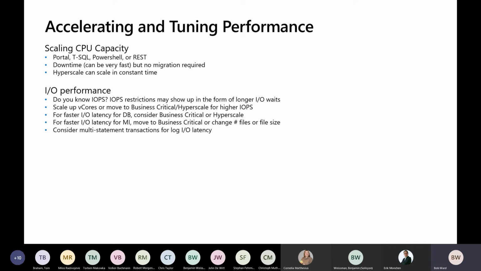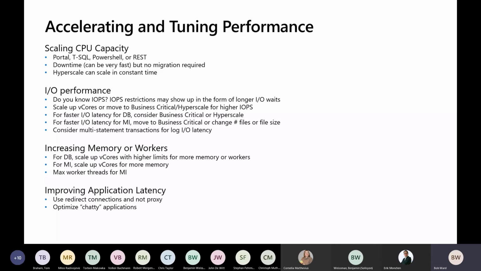And what about I/O performance? I mentioned that we have documented things like what are the IOPS you get for your deployment, and that may show up in terms of longer I/O waits if you're restricted on that. But we also have promises about I/O latency. So for example, if you need really low I/O latencies, you should consider using something like business critical service tiers, where your database is deployed on local SSD drives versus Azure storage. And then just like in a SQL Server scenario, if you got log I/O latency, sometimes you just need to do multi-statement transactions. I've got a lab at our workshop you can go take a look at to see what that kind of problem is, what the symptoms look like for your application.